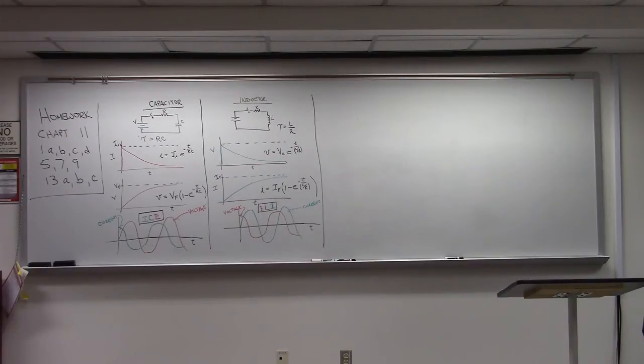Here's the key to this, those are good waveforms. The voltage across the capacitor, red, is the same shape as the current through the inductor. See that? And the current through the capacitor, the blue, is the same shape as the voltage across the inductor. See how they're kind of dual, opposite, voltage and current. Yeah, those are good.